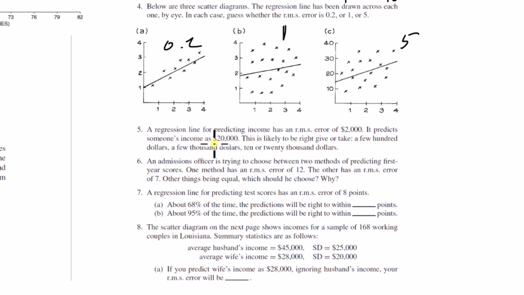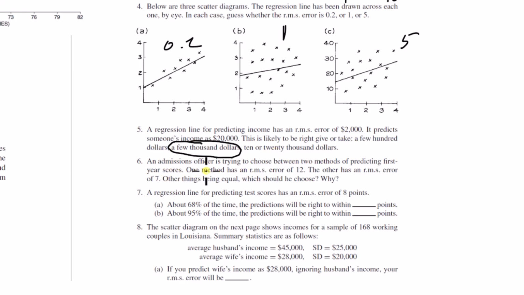How off is your prediction going to be? If you have an input and you're making a prediction, a regression prediction, so there's an input, and now you're going to predict an output using the regression line. The RMS is telling you how off on average your prediction is going to be. So we would say a few $1,000s, not hundreds, not tens of thousands, just a few thousand.